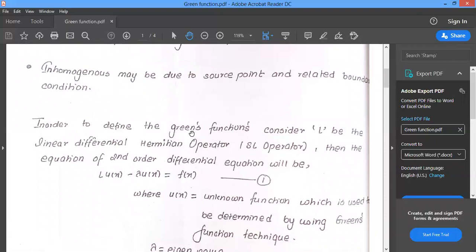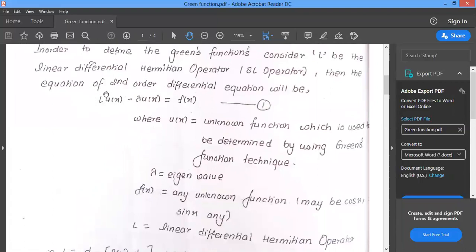In order to define the Green function, consider L to be the linear differential Hermitian operator, sometimes called the SL operator. Then the second order differential equation is L u(x) minus lambda u(x) equal to f(x).